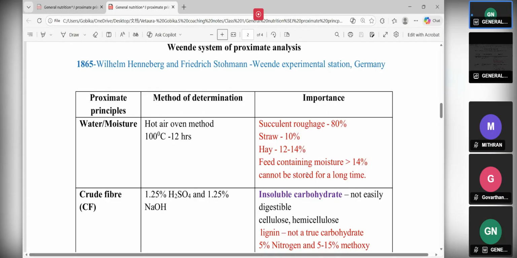It will be spoiled easily. So for storage, we should prefer feeds with less than 14% moisture. This was also asked previously. We should know above which moisture percentage feed cannot be stored. That is, not more than 14%. Then succulent roughage 80%, straw 10%, hay 12 to 14%. These are the points they will ask in match, assertion and reason.